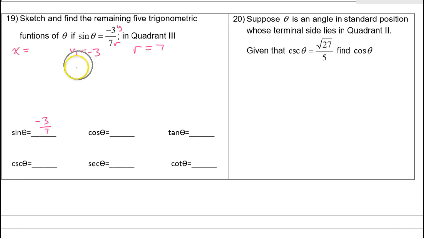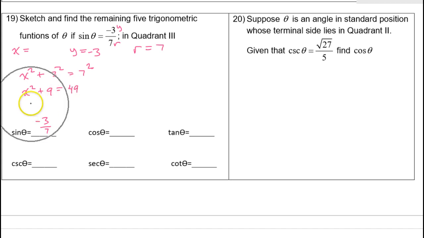So all we need to do is the Pythagorean theorem. So you should be thinking x squared plus 3 squared, I'm ignoring the negative sign for now, we'll deal with that later, x squared plus 3 squared is equal to 7 squared. So that's going to be x squared plus 9 is equal to 49. So x squared is equal to 40, subtracting 9 from both sides. So that means x is equal to the square root of 40.